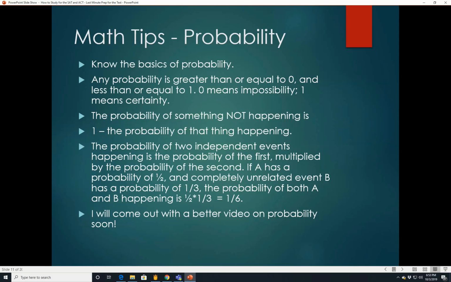All right. Math tips, probability. Know the basics of probability. Any probability is greater than or equal to 0 and less than or equal to 1.